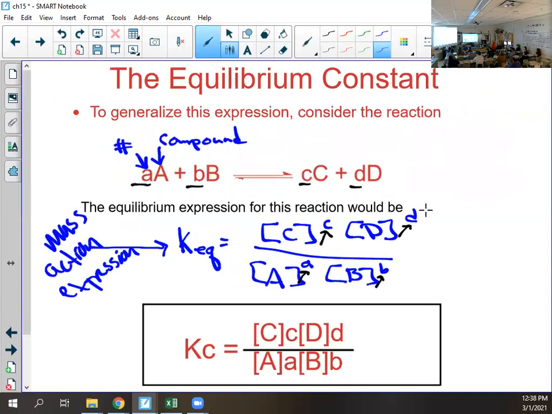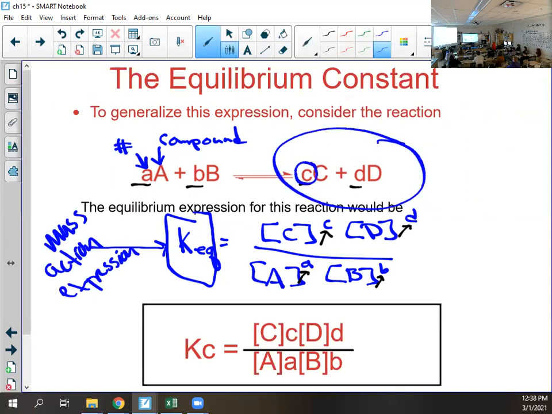All right, so to generalize this expression, the equilibrium expression for a reaction will be written the following way. So we have KEQ or KC or KP, whatever one it asks for, is equal to the concentration of your products raised to their coefficient times each other, so the product of them, divided by the product of the compound A raised to its coefficient and so forth.